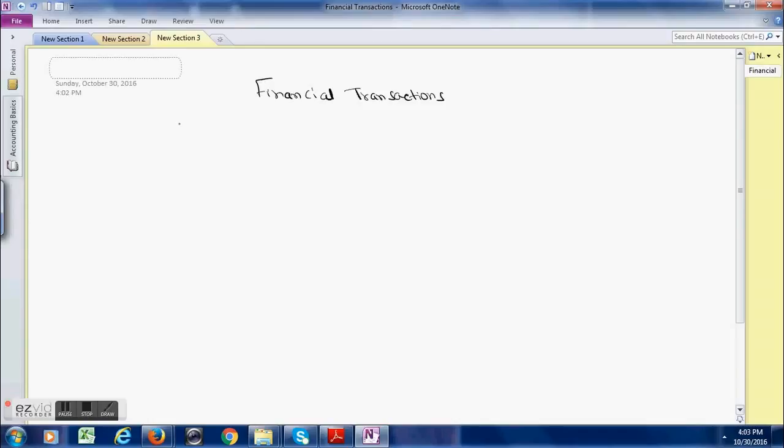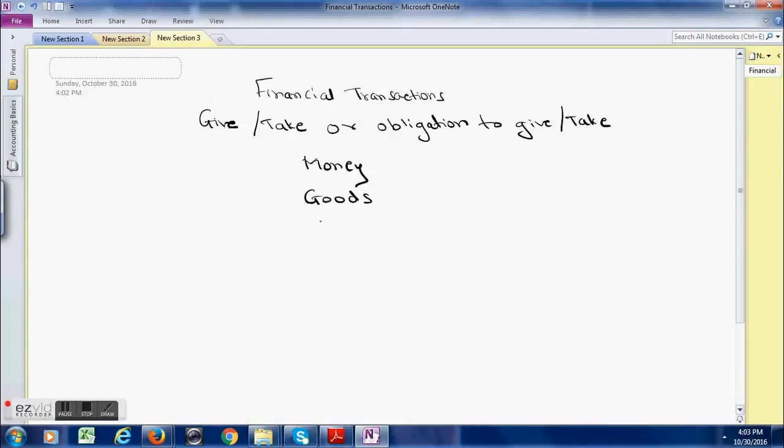Okay, so we record financial transactions only when there is an obligation to give and take some money, goods, services or assets. Give and take. Obligation to give and take either money or goods or services or assets. Assets are nothing but those goods which are used for the purpose of the business. Okay, those are known as assets.